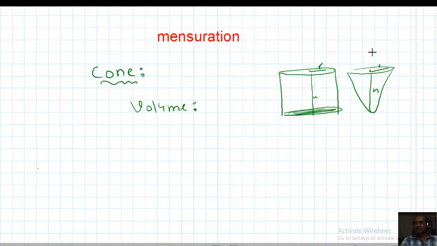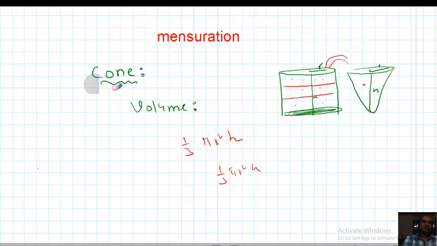Students, take water in the cone and pour it into the cylinder. After 3 times, the cylinder is full of water. So you can say that the volume of this cone is equal to 1/3 of the volume of the cylinder. The volume of the cylinder is pi r square h. That's why from now onwards the volume of the cone is taken as 1/3 pi r square h cubic units. This is the volume of the cone.